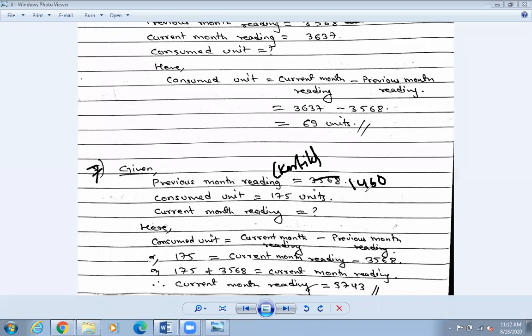On the first Mangsir, oh my god, this Mangsir is the current month reading. Let me erase this all. Kartik, Mangsir. That means Mangsir comes later. So what is the unit in Mangsir? It is 1460.